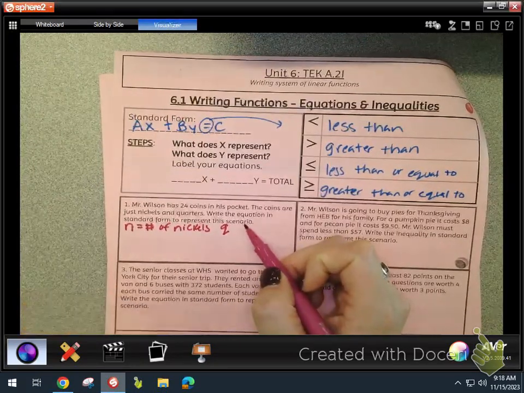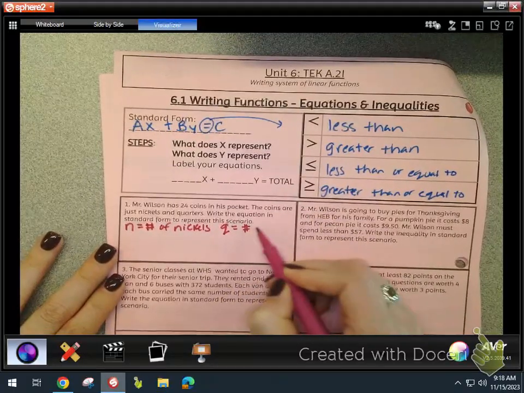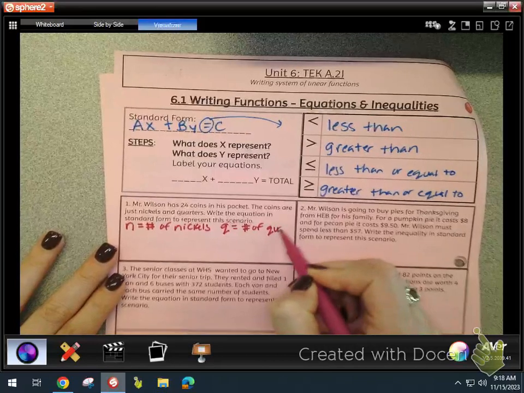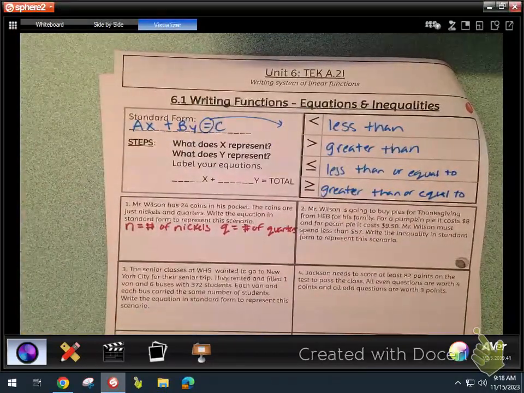T's, if you're going to use a T, it needs to be a capital T, but we'll talk about that later. And then Q is going to be the number of quarters. Okay, so that's kind of the first step: you've got to figure out, what am I talking about? What are my variables going to be? What are my unknowns?